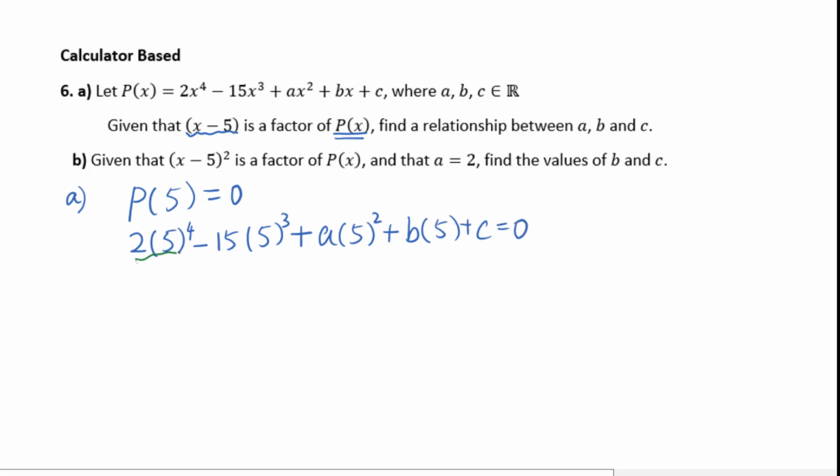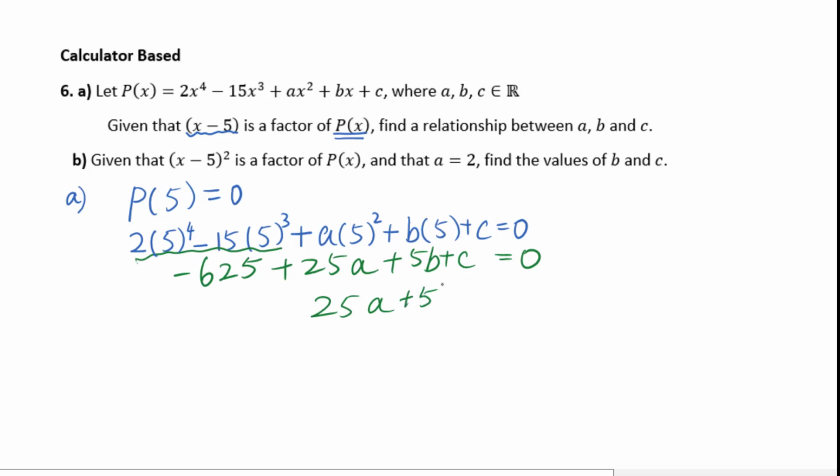We put this into calculator. You will get negative 625 plus 25a plus 5b plus c equals 0. Add 625 to both sides: 25a plus 5b plus c equals 625. The relationship between a, b, and c will be 25a plus 5b plus c equals 625.